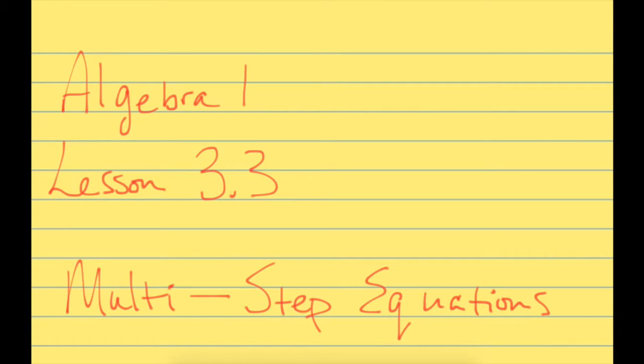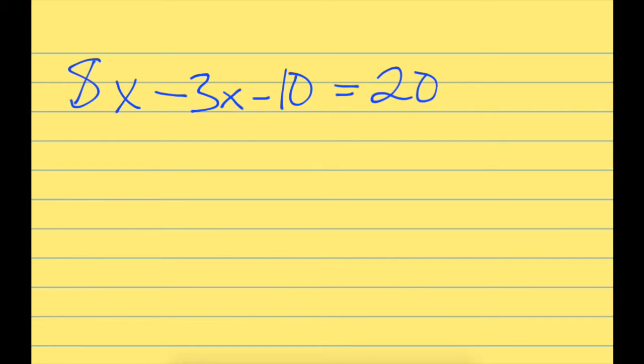Okay, today we're looking at multi-step equations. It's just an extension of what we've been doing the past couple of days solving regular equations. We're just throwing in a couple more steps. So let's see what those steps might be. Our first problem is 8x minus 3x minus 10 equals 20.